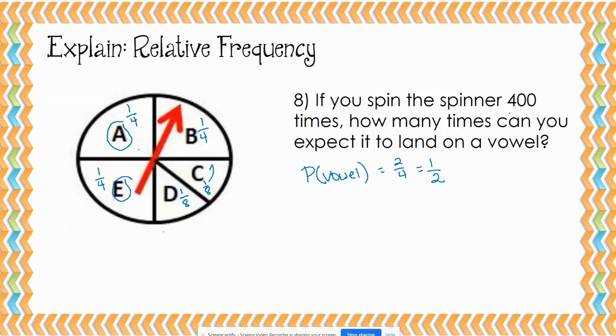If I'm spinning my spinner 400 times, I'm going to take 1/2 and multiply by 400. Well, I would put 400 over 1. 1 times 400 is 400, and 2 times 1 is 2. So now I'm going to divide 400 by 2, which would give me 200. So if I spin the spinner 400 times, I would expect to land on a vowel 200 of those times.